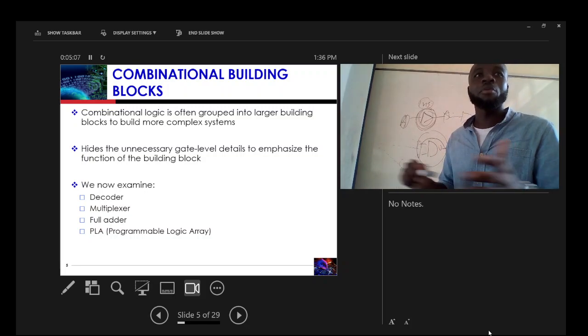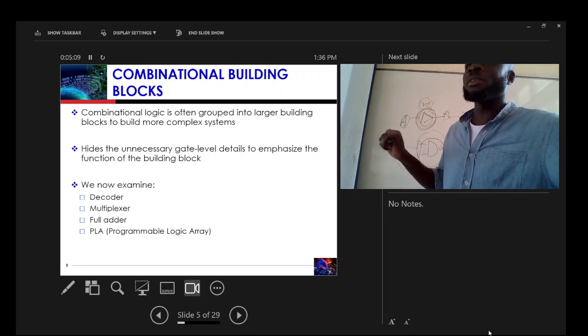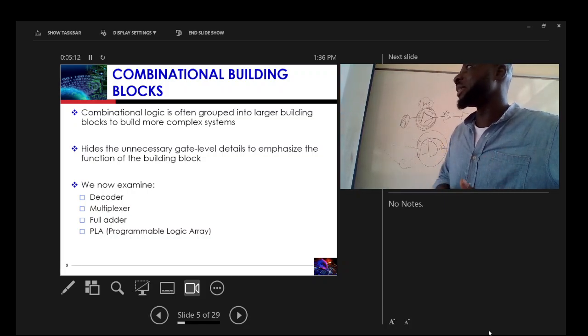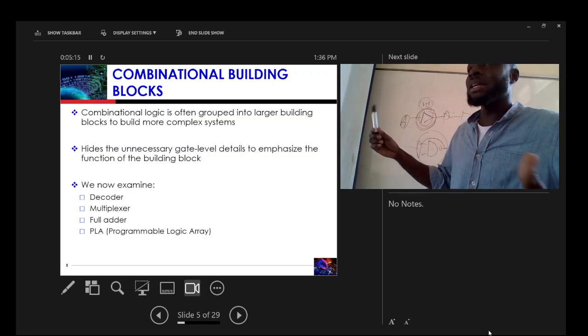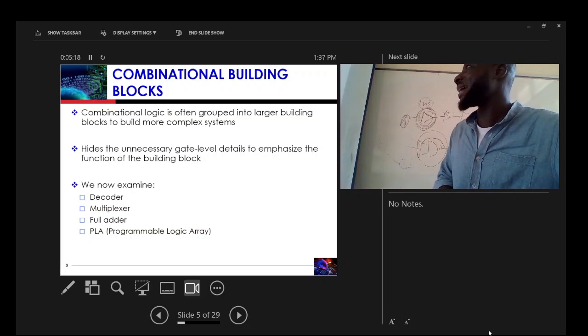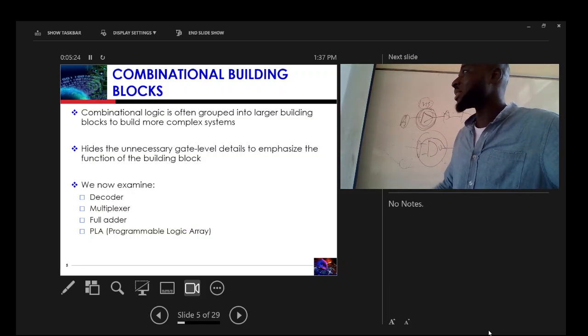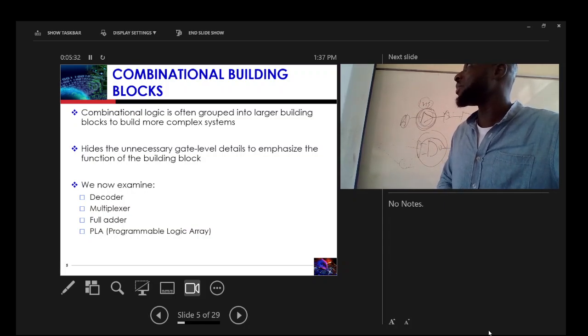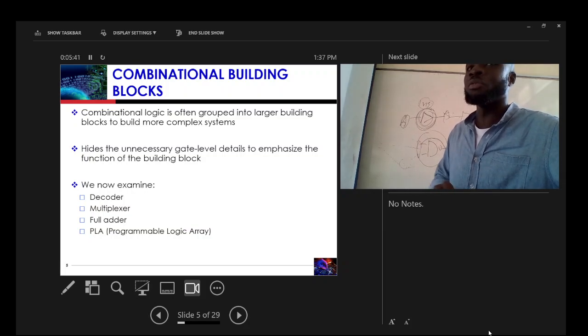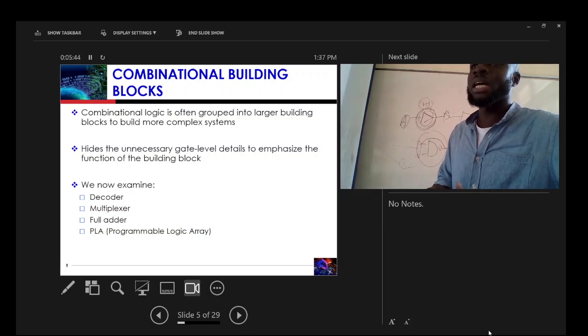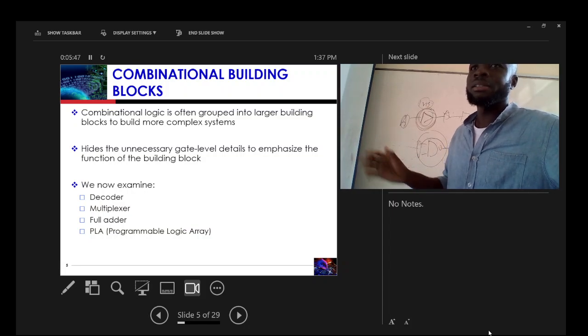So essentially, what you're looking at is combinational logic. Combinational logic just means that you are using the basic gates you have seen to construct digital systems like decoder, multiplexer. You know what a full adder is, and you know what PLA is, stuff like that. That's what you use it for. Here you are hiding the unnecessary gate level details from the designer. If you use a decoder, you must know that there are some gates inside it, but you don't really care about them. You just care about the input and the output of the decoder, right?